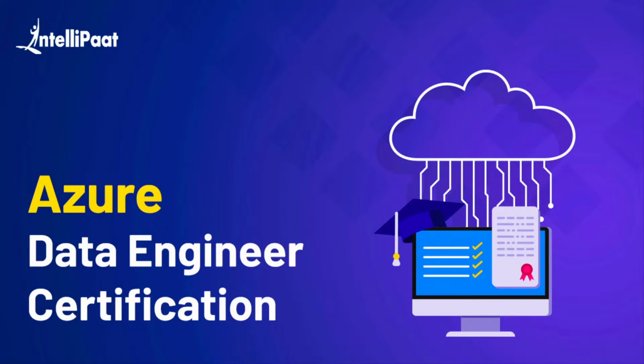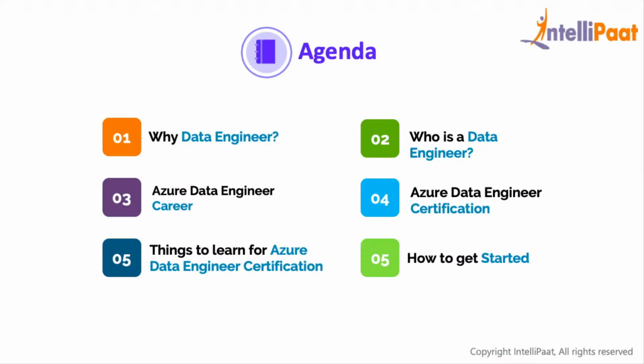Now let's go ahead and get started with the agenda to understand what all we'll be covering in this session. So guys, we're going to start this session by first understanding why you should actually become a data engineer in 2021, and then move on to discuss who a data engineer exactly is. Once we're done with that, we'll move on and understand the different kinds of job descriptions and how you can make a career in data engineering, especially when you are aiming to become an Azure data engineer.